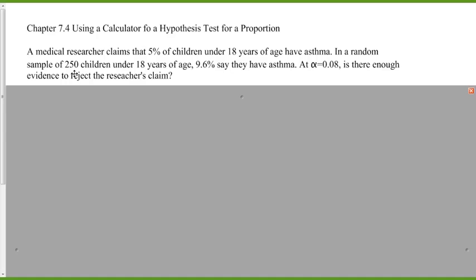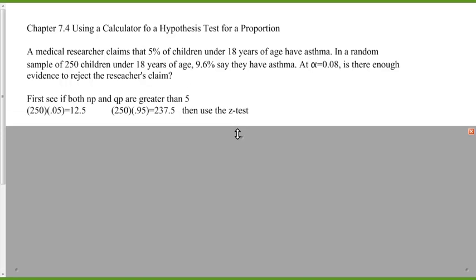In a random sample of 250 children under 18 years of age, 9.6% say they have asthma. At alpha equal to 0.08, which is 8%, is there enough evidence to reject the researcher's claim? So the first thing we want to do is find out which test we're going to use.